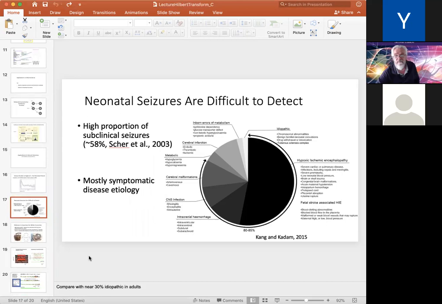A study by Scher et al. puts that number around 58%, and there have been subsequent studies that have had similar findings. Subclinical means that their seizures cannot be detected visually through established clinical markers of seizure activity. So there is a huge reliance on EEG for accurate seizure detection. So if you go to the next slide, to the next one.